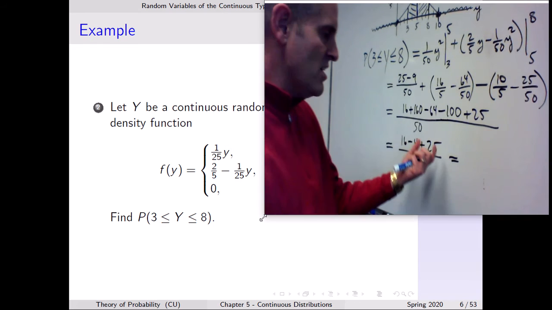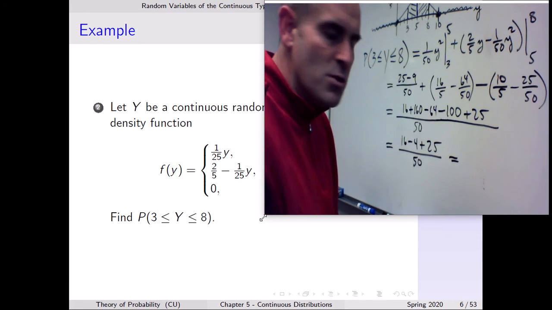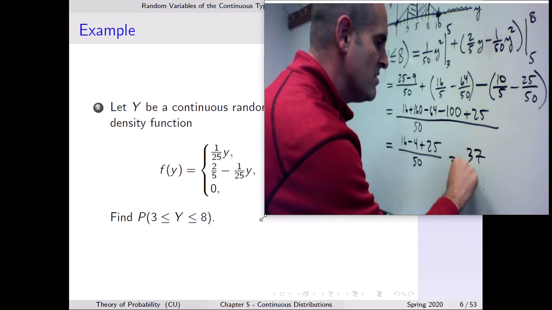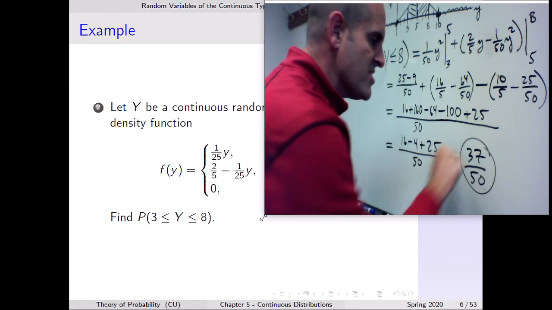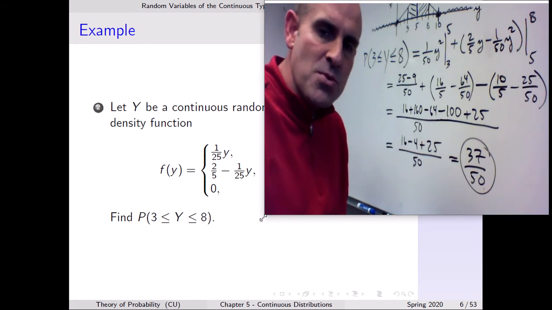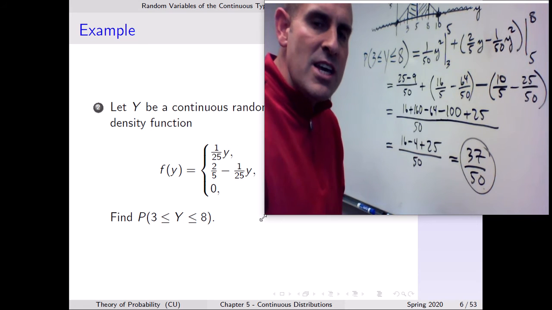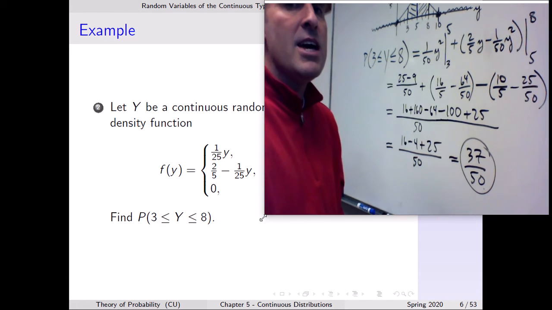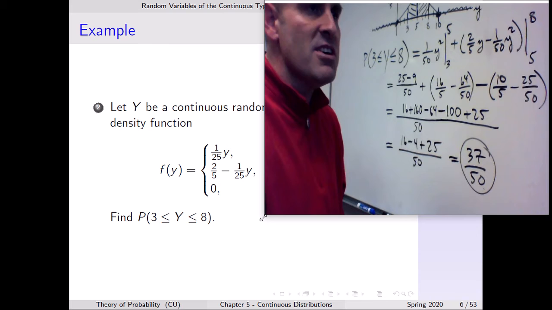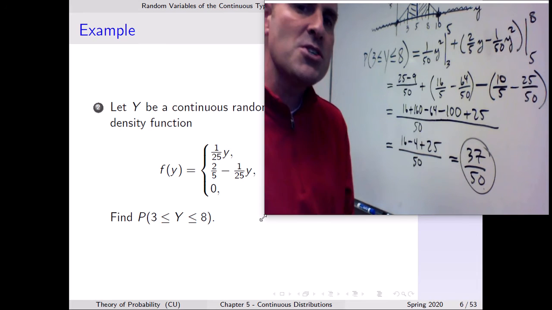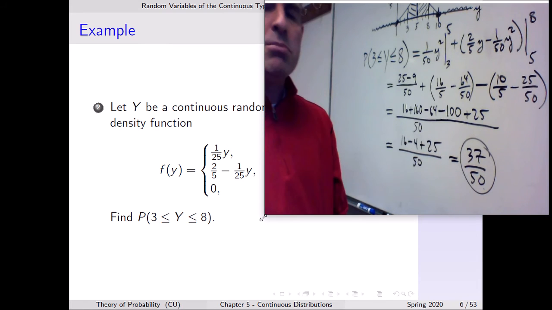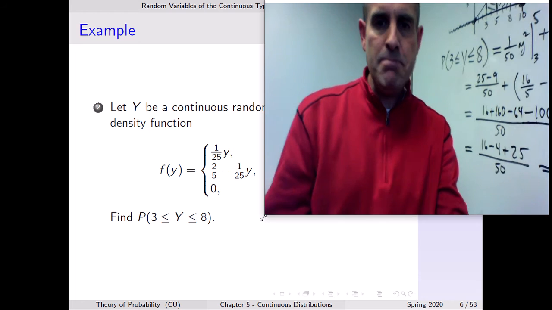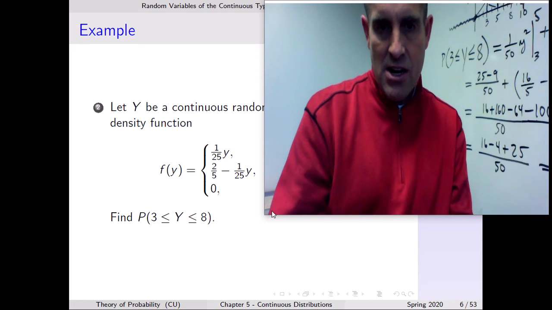Which, by the way, is 12 plus 25, which is 37 over 50. Which is exactly what we got doing it the other way as well. So again, we could have integrated and ended up at the same place we did by just using basic geometry. Okay, so just wanted to point that out. Okay, that's that for now.